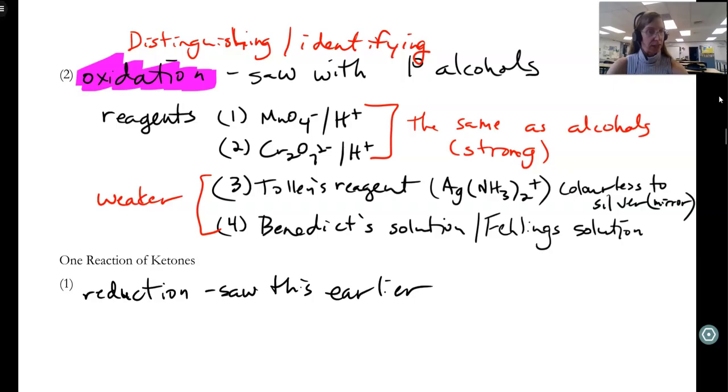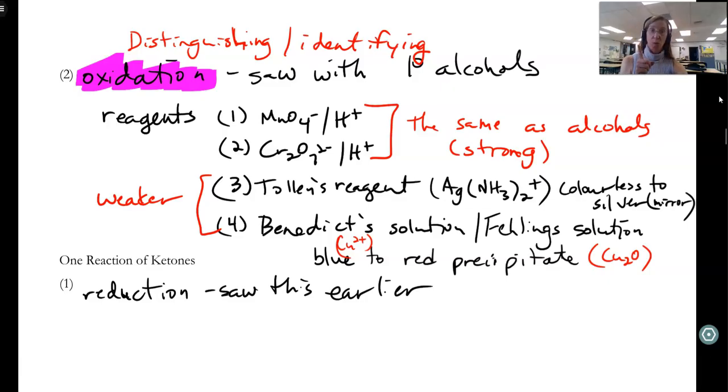Benedict's or Fehling's, they're similar, although they're slightly different mixtures, but they both start off as blue because they contain copper 2. And they form a red precipitate. The red precipitate is copper 1 oxide, and so it's not soluble in water. So it changed from the blue copper 2 to copper 1 oxide, although it's a mixture. You can't just write copper 2 instead of Benedict's or Fehling's. You do need to write the name.